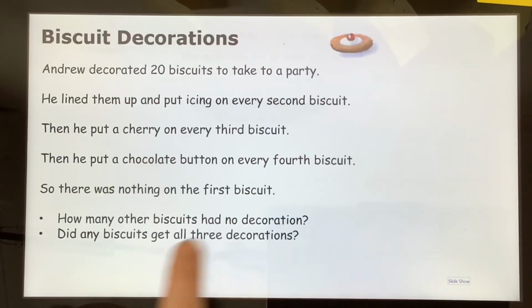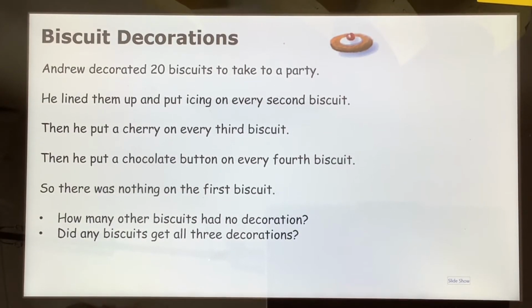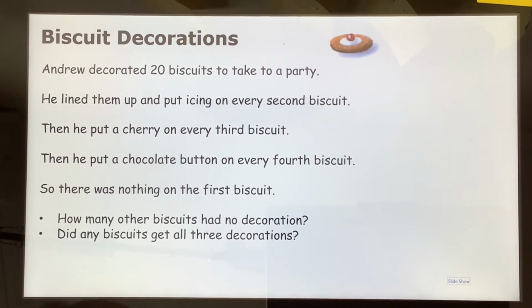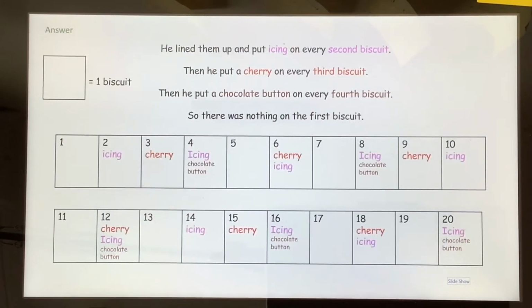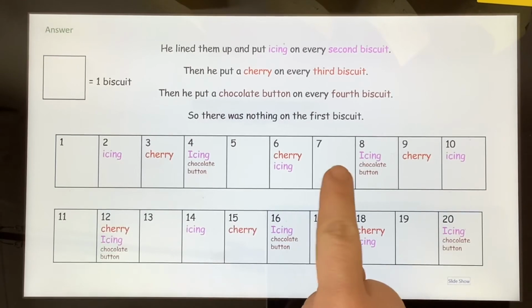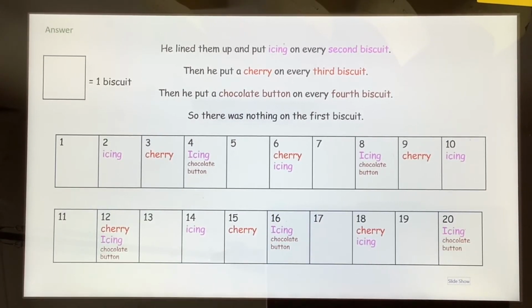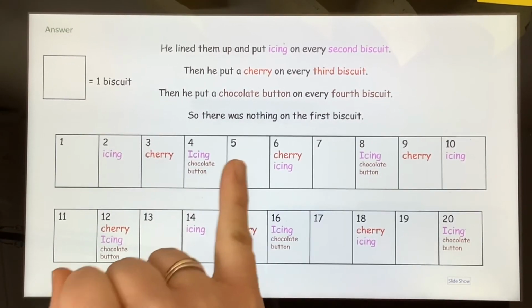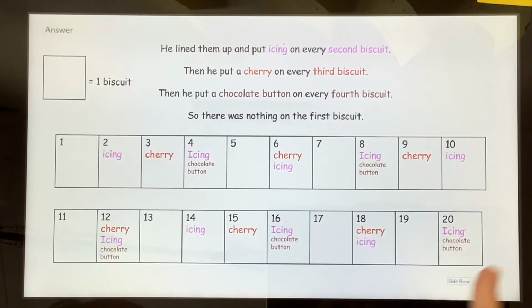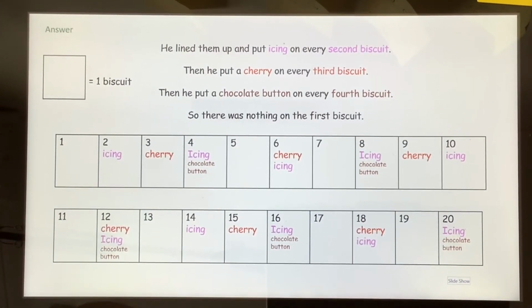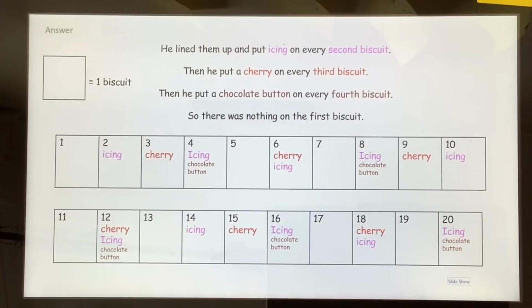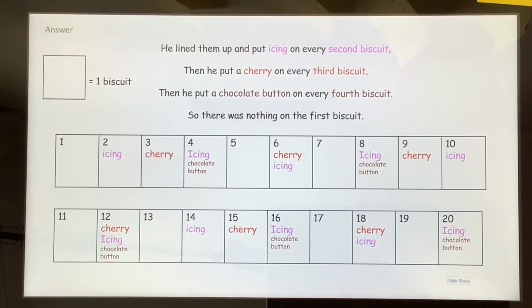Now, I wonder if you can spot the answer to the question. How many other biscuits have no decorations? And did any of the biscuits get all 3 decorations? Well, we can see that number 1, 5, 7, 11, 13, 17 and 19 all have nothing. They're all empty. I wonder why that is. I wonder if you could have a think about why that might be. Then if we look, how many had all? There's only 1 that had all of them, and that is 12. Have a think about why maybe 12 is the only biscuit that has all 3 decorations.